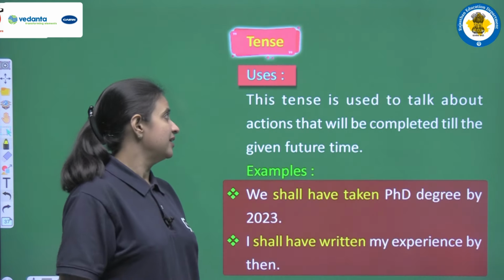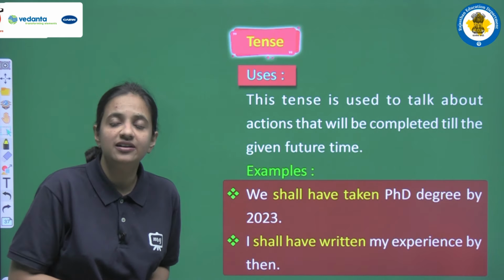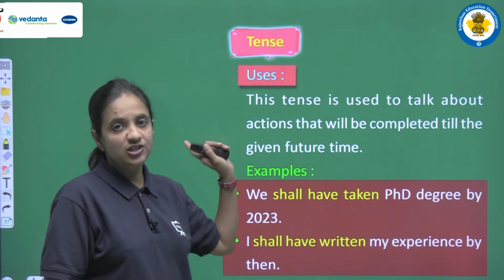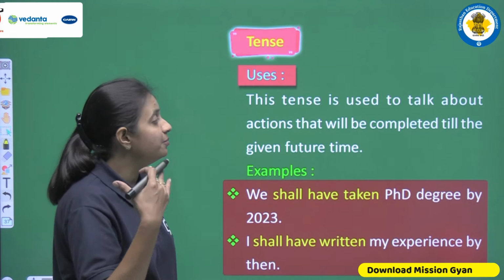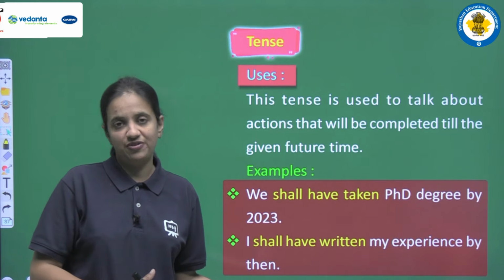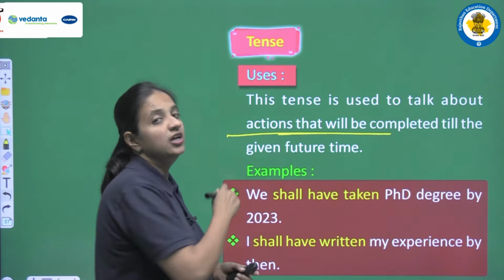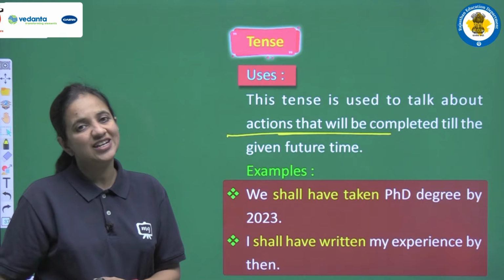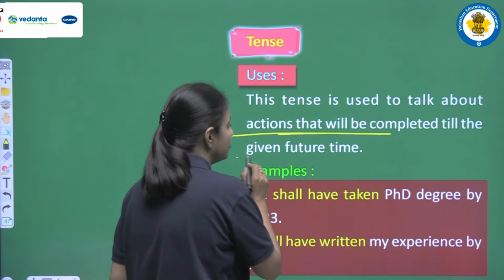Okay. Next, let's discuss the uses of this tense, that is future perfect tense. In which type of sentences is this tense used? So let's see the uses. Let's read. This tense is used to talk about actions that will be completed till the given future time. So this is the use of future perfect tense, that this tense is used to express the actions that will be completed. Right now those actions are not completed, but those actions will be completed till the given future time.